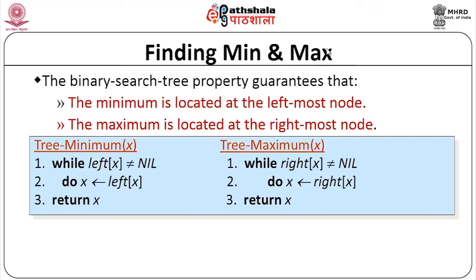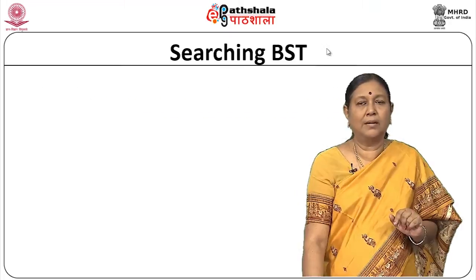Here, x is the root of the tree. While left of x is not equal to null, you keep traversing to the left, and you return that node x. It will come out of the loop when x has no left subtree. So, that particular x is your minimum. Similarly, for maximum, while right of x is not equal to null, you keep traversing. When you come out of the loop, that x will be your rightmost node, that means it does not have a right pointer. So, that is the maximum node. This is the simple algorithm for tree minimum and tree maximum.